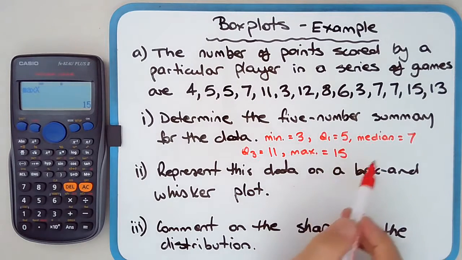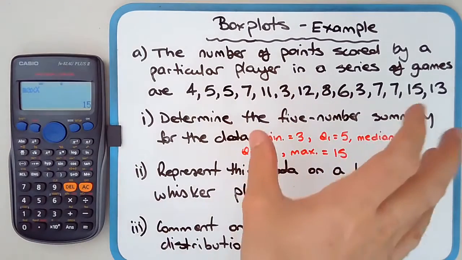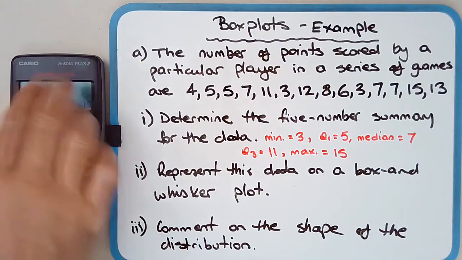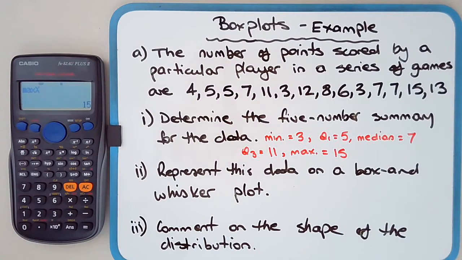The minimum and maximum, you can probably work that out by inspection anyway, so you probably don't have to waste too much time using the calculator to work that out for you. But sometimes, if there's enough scores there, it's possible that you could miss the minimum and the maximum, especially if they're not in order. So that's why the minimum and the maximum function is actually quite useful in the calculator.